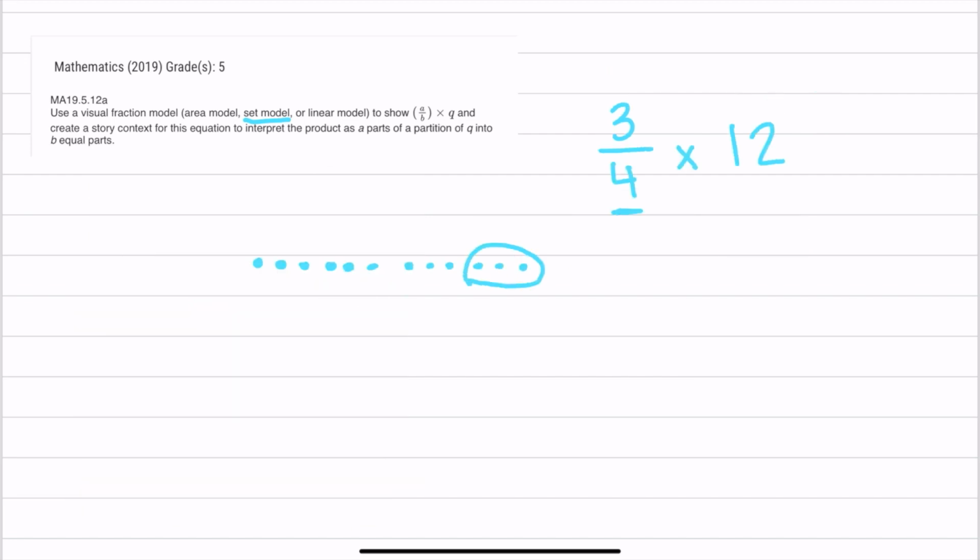Let's look at this example when we have a numerator other than 1. So in this case, we're finding 3/4 of 12. We put our objects into 4 equal groups, and now instead of only shading 1, we're going to shade 3, so we can see that the answer to this is 9.